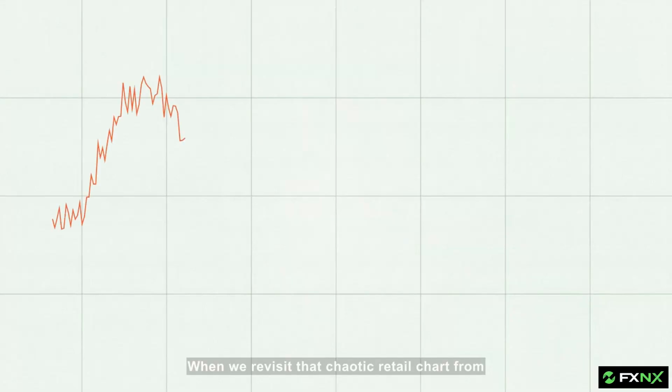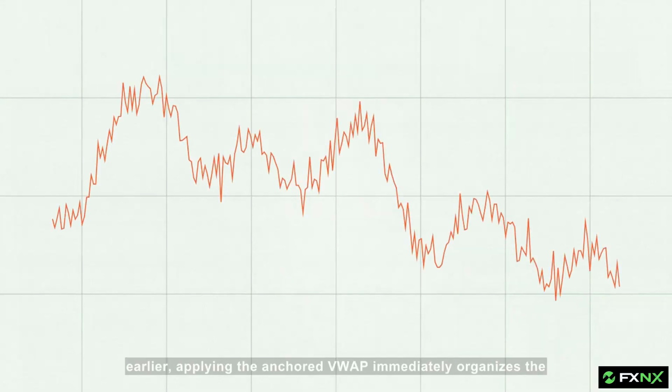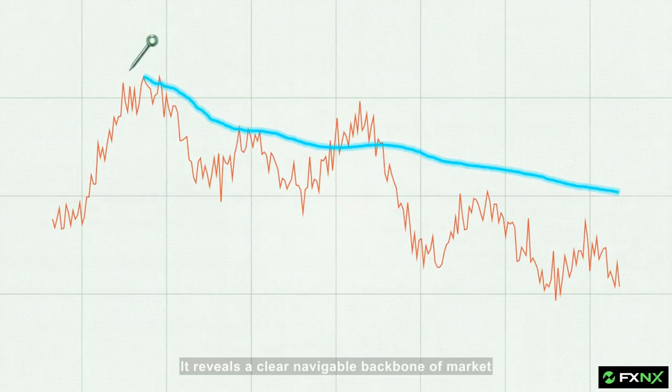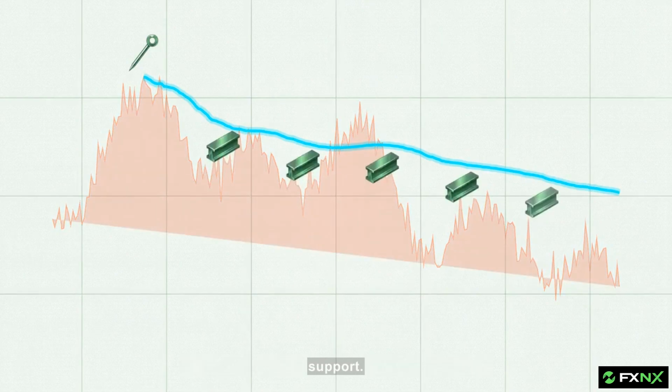When we revisit that chaotic retail chart from earlier, applying the anchored VWAP immediately organizes the noise. It reveals a clear, navigable backbone of market support.